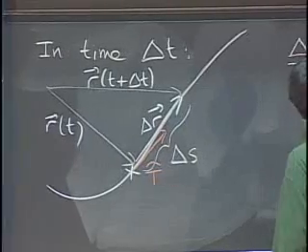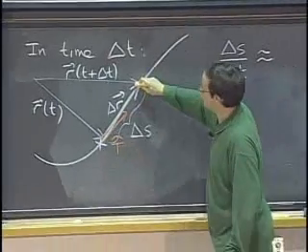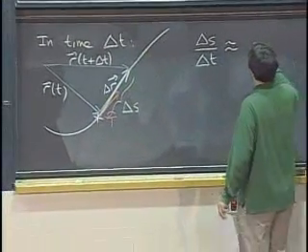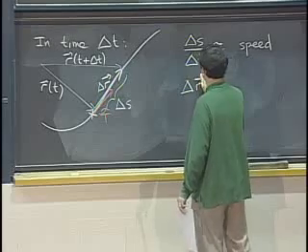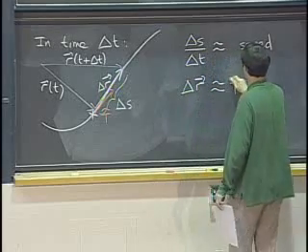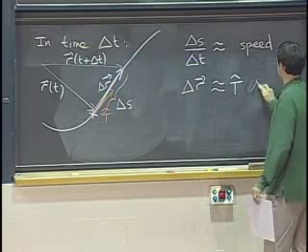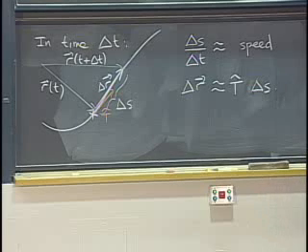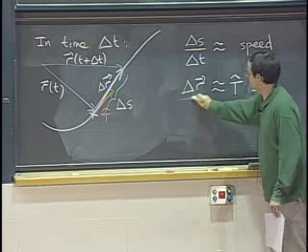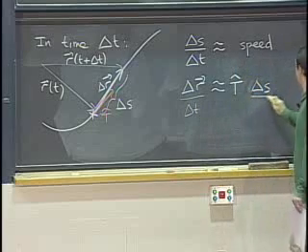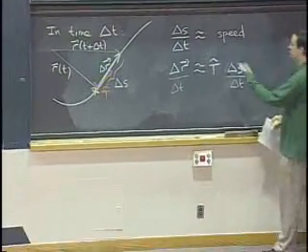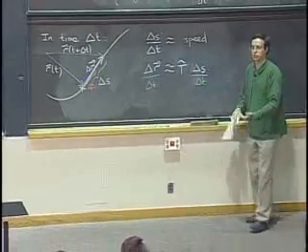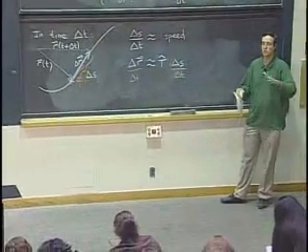So delta s over delta t, that's the distance traveled divided by the time. That's going to be close to the speed. And delta r is approximately t times delta s. So now if I divide both sides by delta t, I get this. And if I take the limit as delta t tends to 0, then I get the same formula with the derivatives and with an equality instead of an approximation. The approximation becomes better and better if I go to smaller intervals.